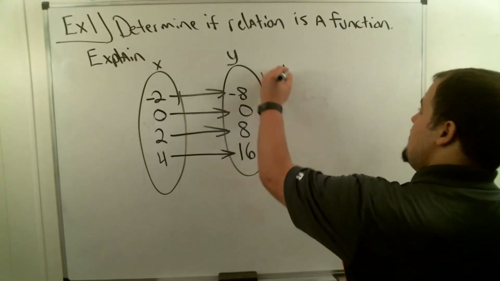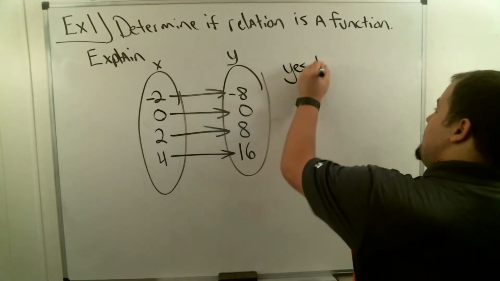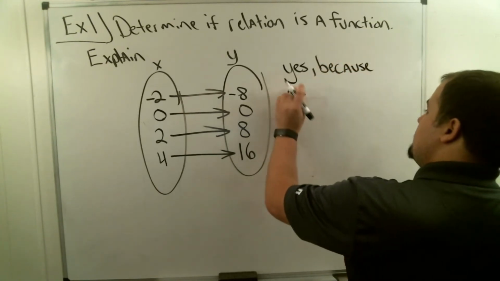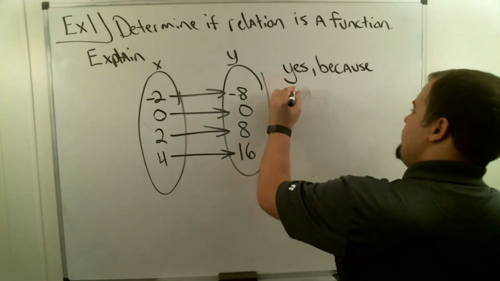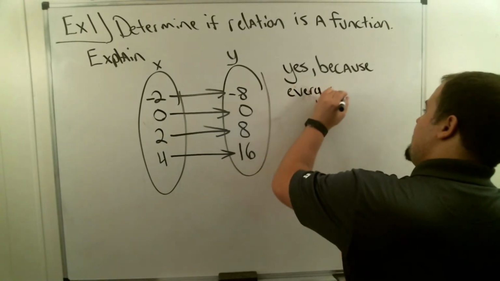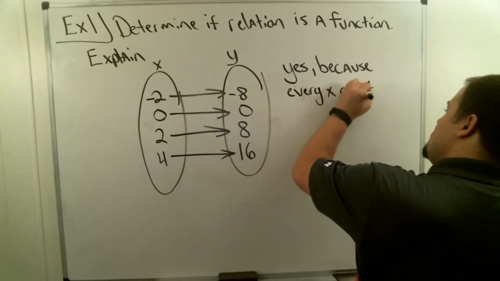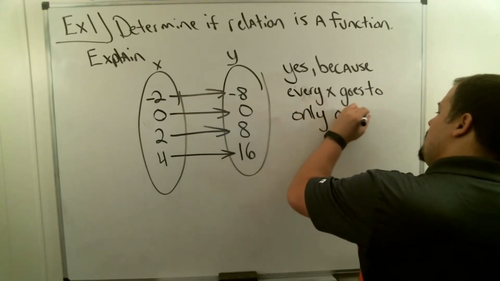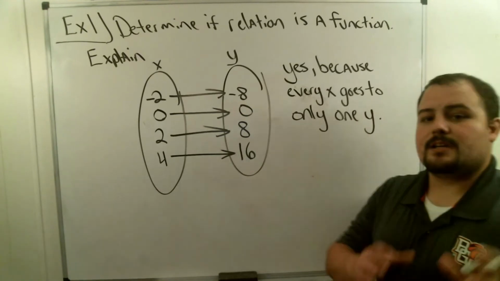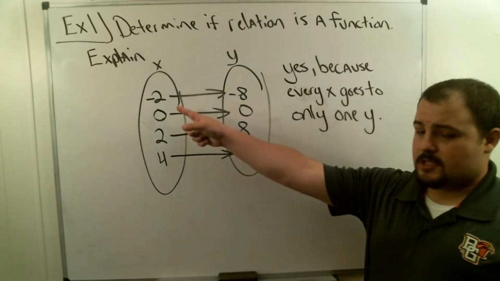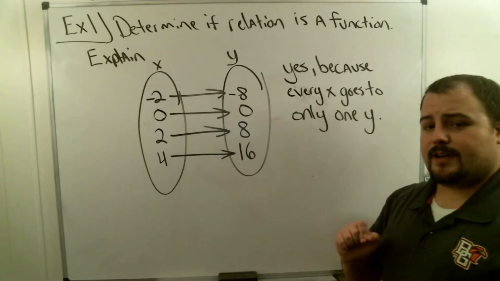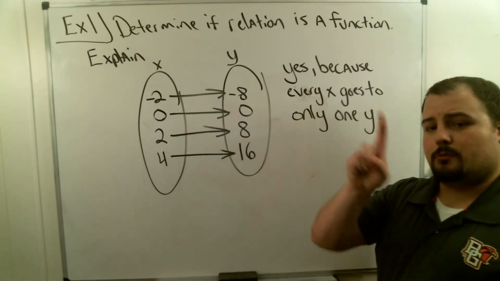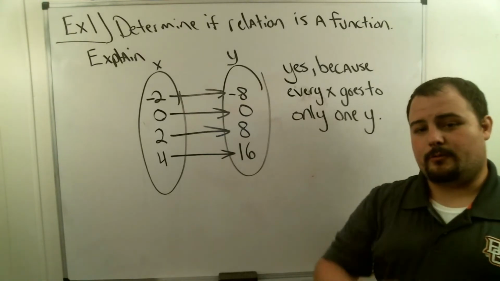So what you do is you say, yes, it's a function, because every x goes to only 1 y. Because in a function, we know that every x value is only allowed to go to 1 y value. So this is a function because every x goes to exactly 1 y. There we go. Let's try another one.